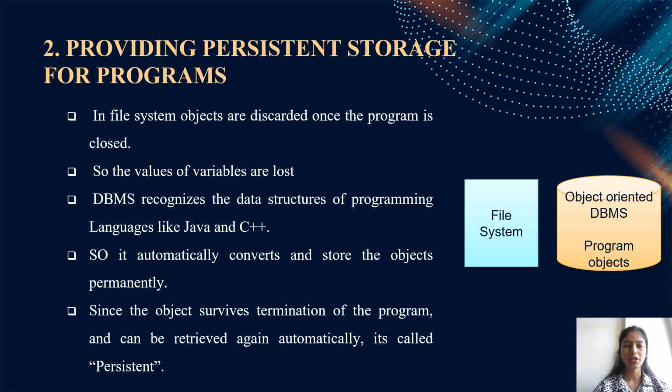Providing persistent storage for programs. In a file system, objects are discarded once the program is closed, so the values of the variables are lost. A DBMS recognizes the data structures of programming languages like Java and C++, so it automatically converts and stores the objects permanently. Since the object survives termination of the program and can be retrieved again automatically, it is called persistent.